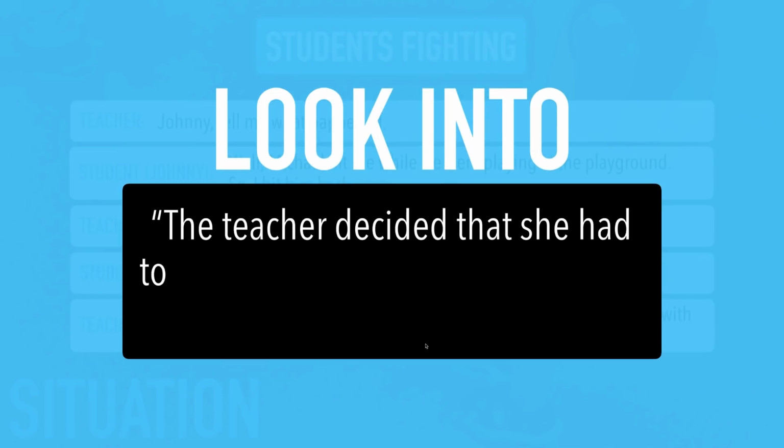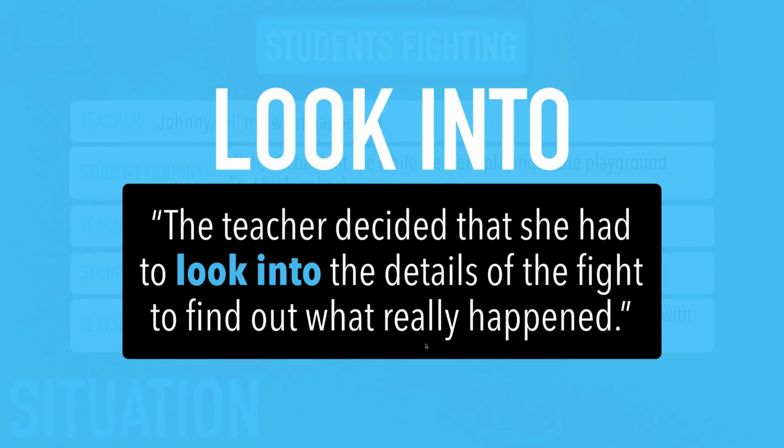Here we go. The teacher decided that she had to look into the details of the fight to find out what really happened. So again, we see a natural situation. It happens. Little kids sometimes fight, and teachers have to figure out what really happened. We have to look into the situation. All right? Makes sense, yeah?